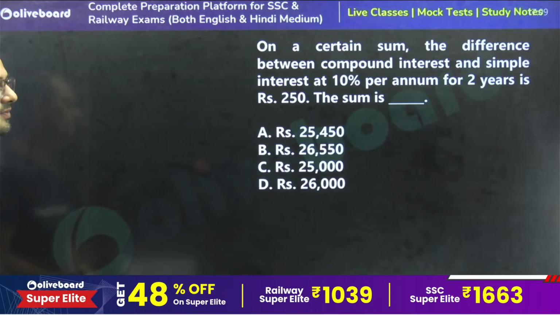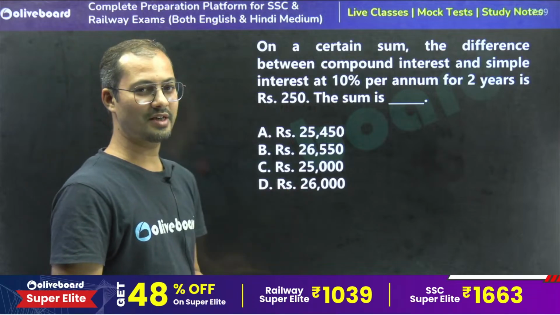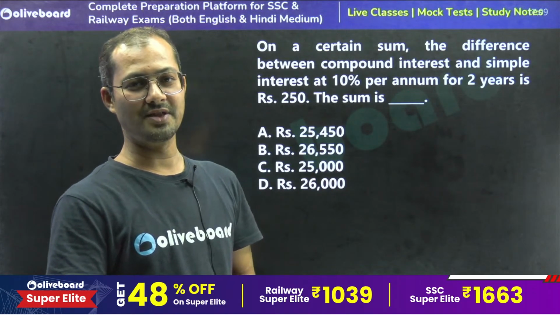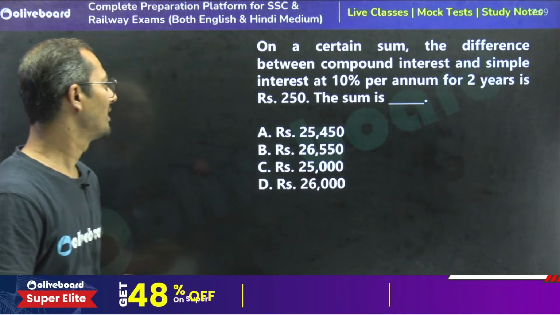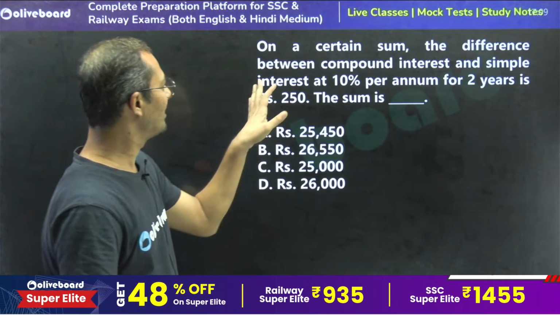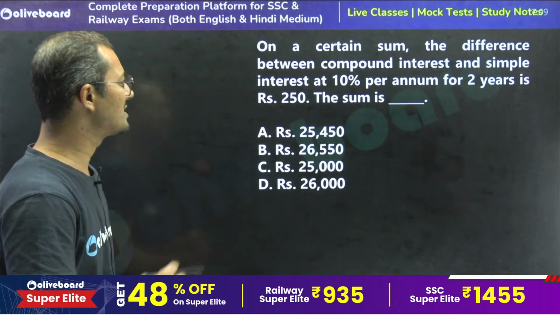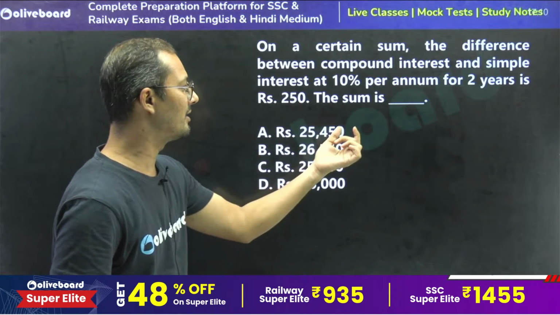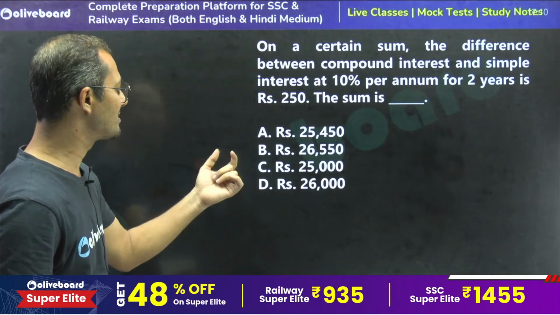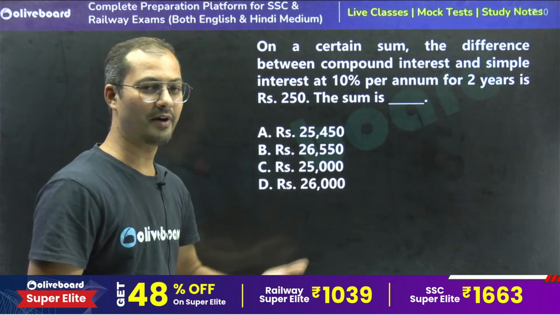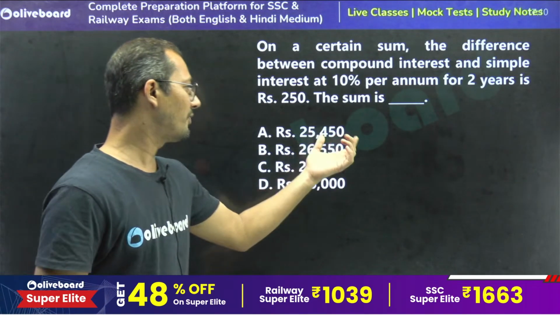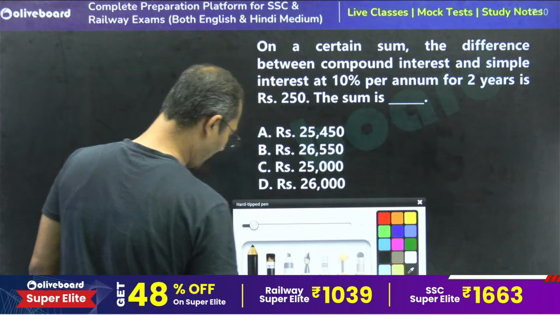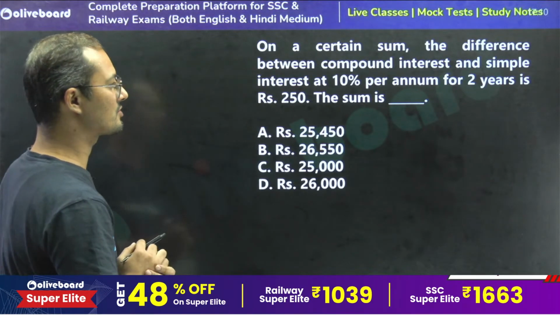Without wasting time, here we go. First question is on your screen. Please tell me what is the answer of this question. The question says: on a certain sum, the difference between compound interest and simple interest at 10% per annum for 2 years is rupees 250. Then find the principal. We have to find the sum. We all know the formula, and we have a direct formula for this question.